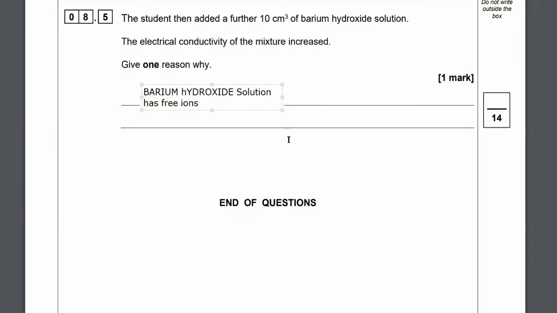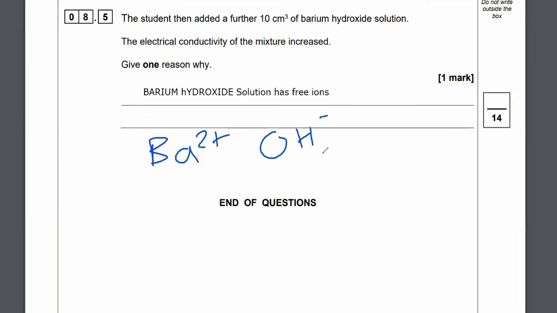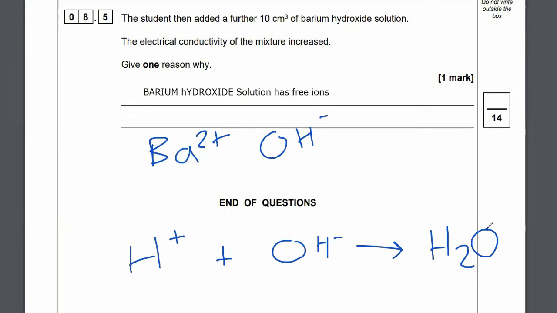Now, what are we on about? Well, barium has 2+ ions. Hydroxide has OH- hydroxide ions. These are now able to carry charge. So if you're looking at water, why can water not carry charge? Well, it's made up of ions, but they get together to form H2O. So that, in theory, is why liquid water doesn't conduct electricity if it's pure water. But yeah, it's another story.